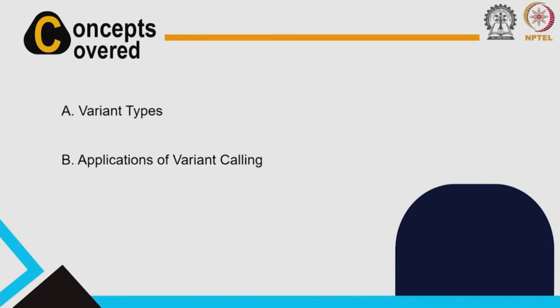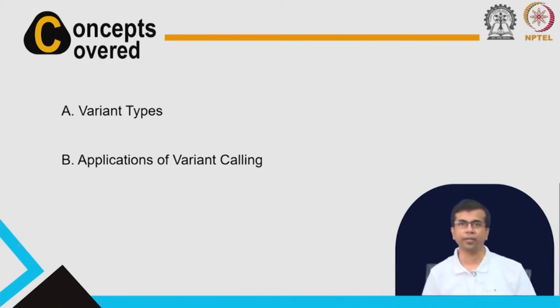So, the agenda for today's class is that we will discuss the different variant types that are possible, and we will actually pick only certain types for this class, and then in the subsequent classes we will look into other variant types and how we can call these variant types from the map data. And then we will also talk about some of the applications of variant calling. So, this will help you understand why this is a very important problem.